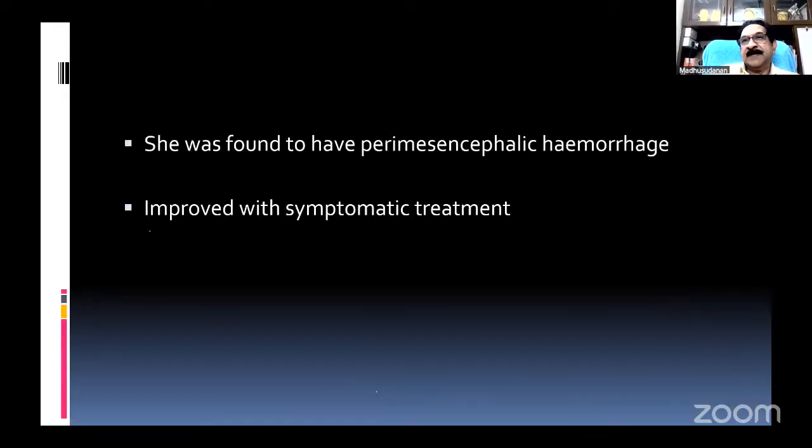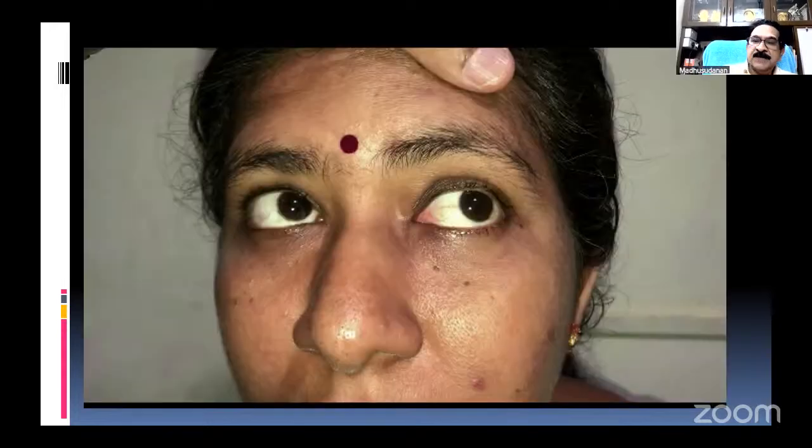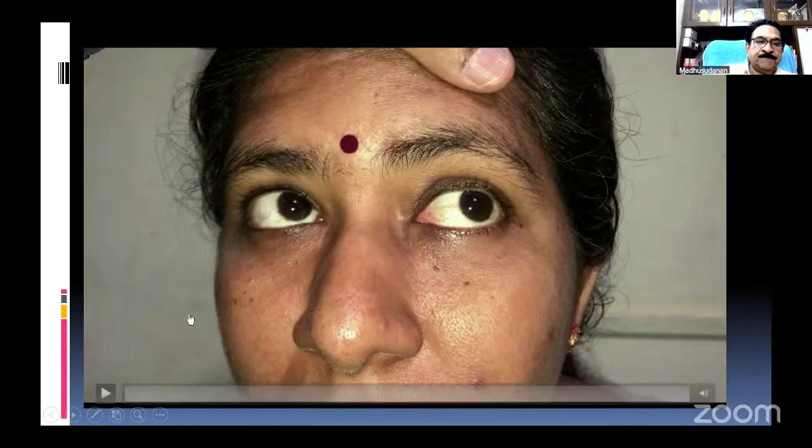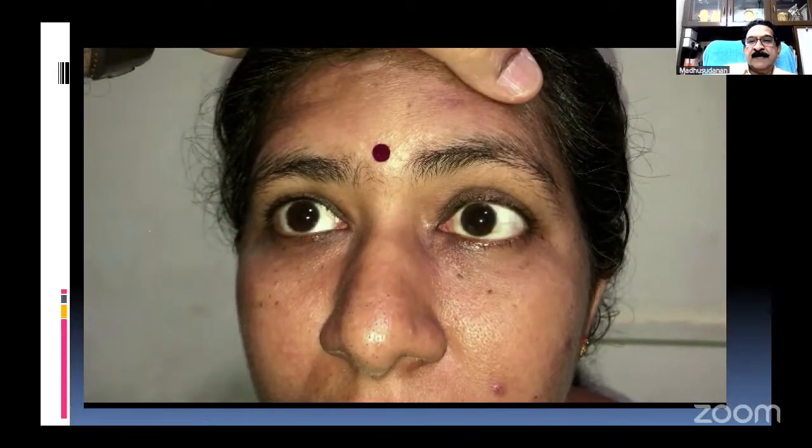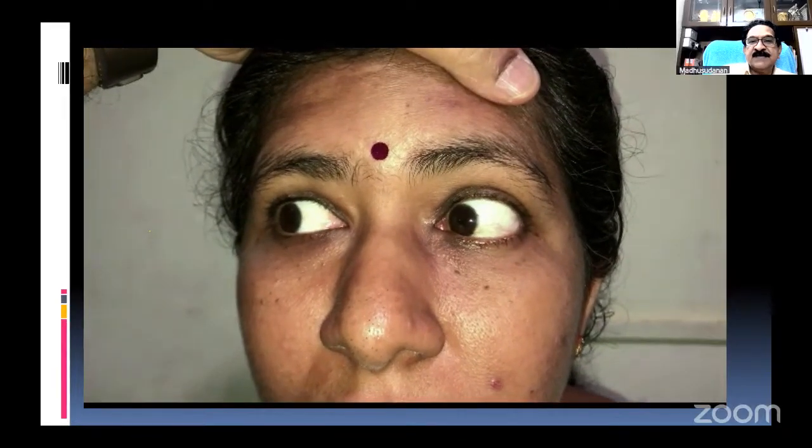She improved with symptomatic treatment. We needed an angiogram for the aneurysm and all. She improved, and this is the video on follow-up. The medial rectus improved remarkably, but partial weakness is there.